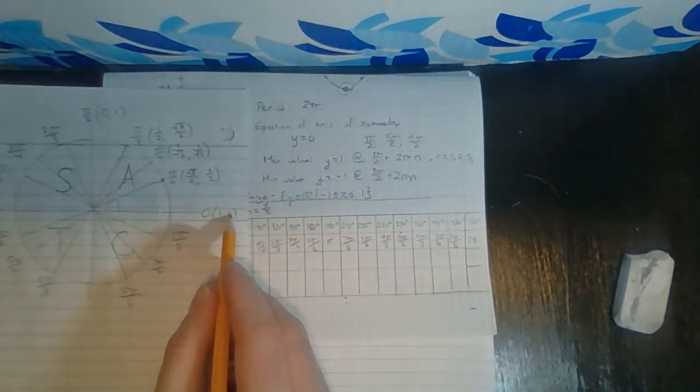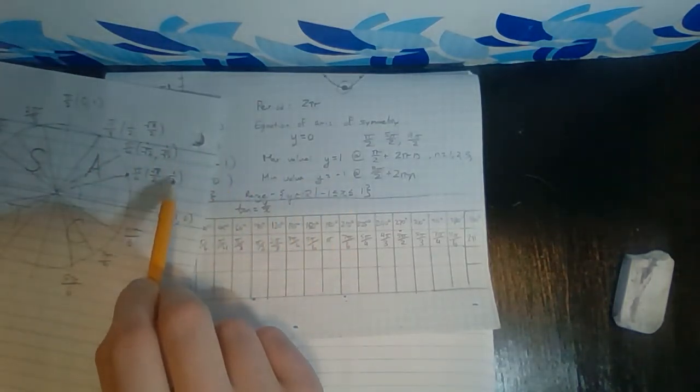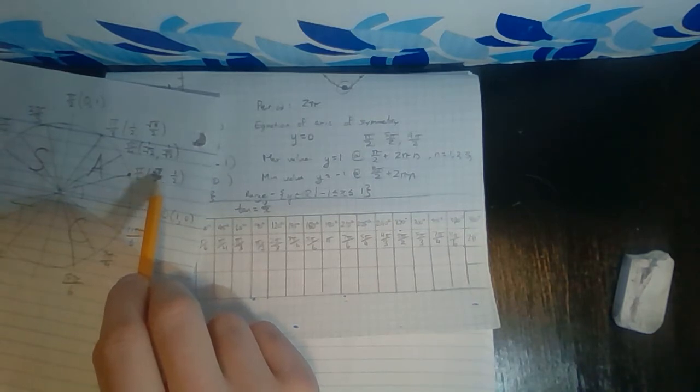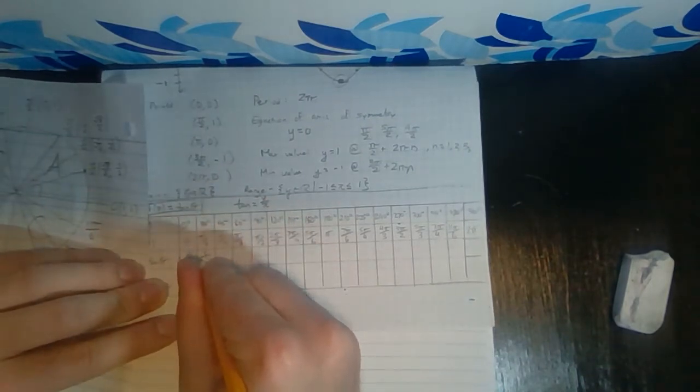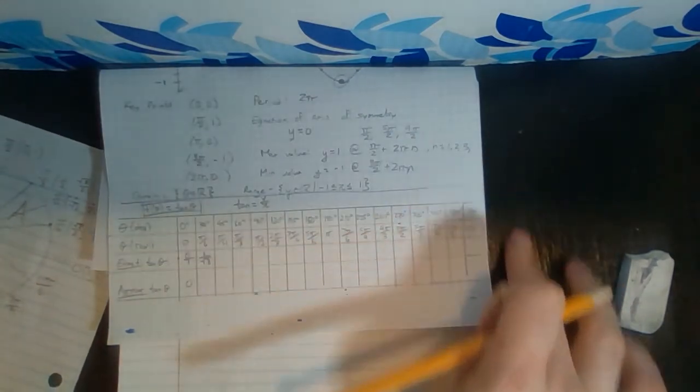So at 0, y was 0, x is 1. 0 divided by 1 is 0. Pi over 6: 1 over 2 divided by root 3 over 2. So 1 over 2 times 2 over root 3. We get 1 over root 3. If you have any questions on that, try writing it out first. And if you're confused as to how we got that, let me know. Pi over 4: 1 over root 2 divided by 1 over root 2 is 1.